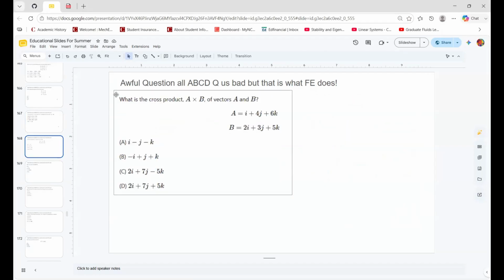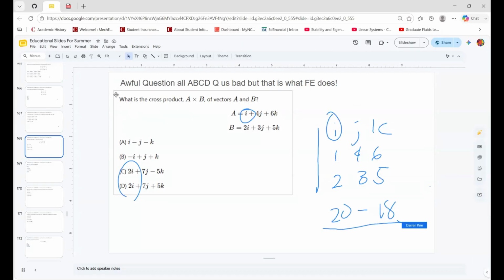Next here is a cross product over here. We all know how to do it. IJK, 1, 4, 6, 2, 3, 5. The trick is to only first look at the one that's different. So 2 is different. Look at the I direction, which is 20 minus 18, which is 2. So delete these 2. And then for these 3, only the K is different.